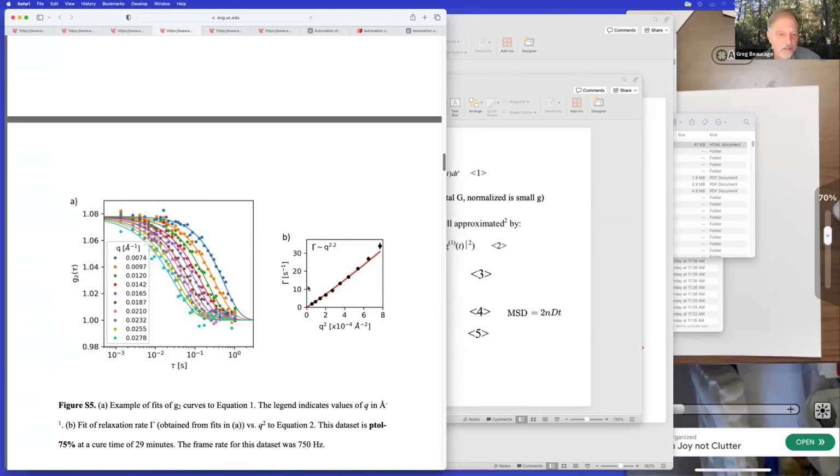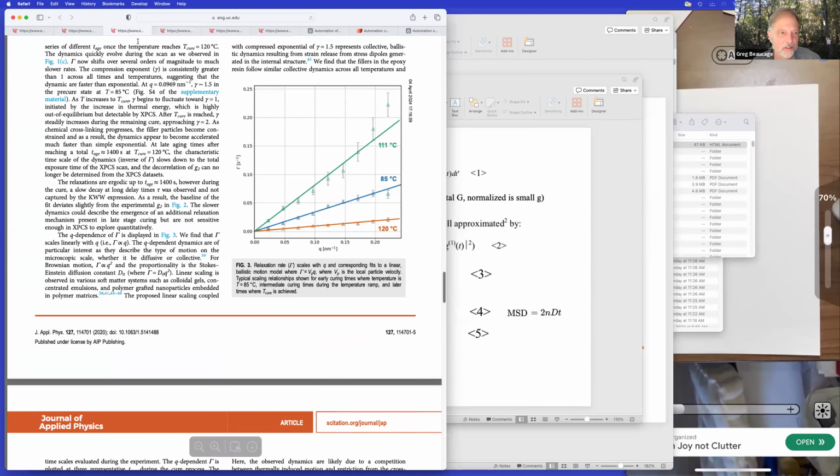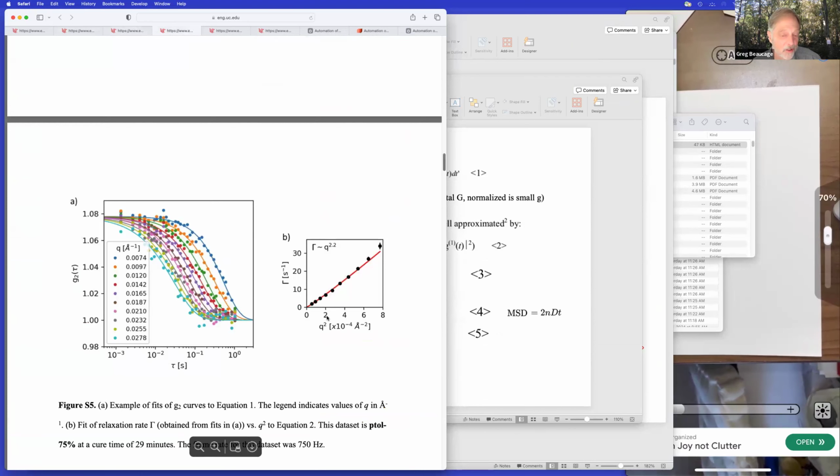S5 is this thing. So it's basically gamma versus Q squared. So if this is linear, that's diffusion. So the other one was versus Q. This is versus Q. And that means it's ballistic, it's a velocity. It's a directed motion. And this is Q squared. It means it's not directed, it's random. It's a Brownian motion. So any time this is Q squared is an idea that you have. Whenever you see distance squared, it's going to be diffusion. And that's what they get for this.